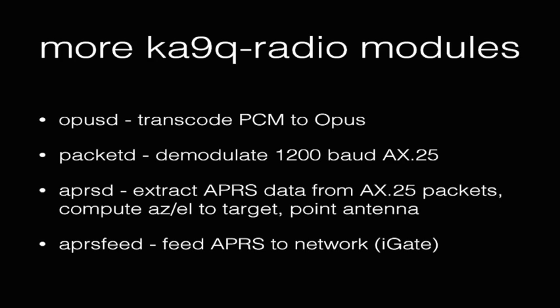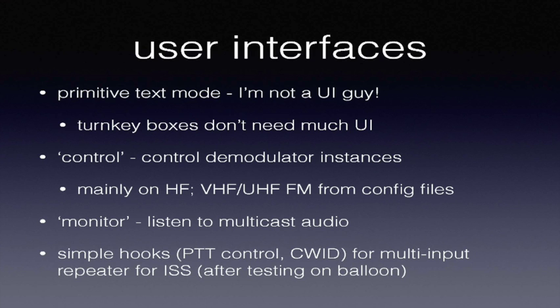I mentioned Opus D as an example of another module that, because it's a very modular system, can convert PCM to Opus by compressing it. I mentioned Packet D, which can demodulate packet and APRS and feed APRS. I have a bunch of others, but I'm not going to go into too many more details here.